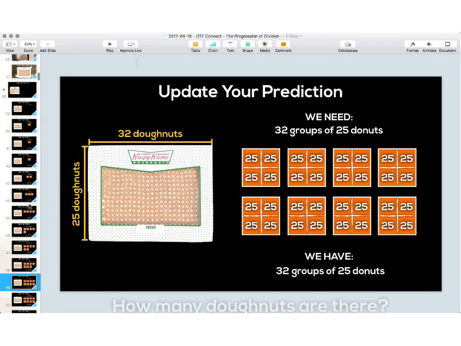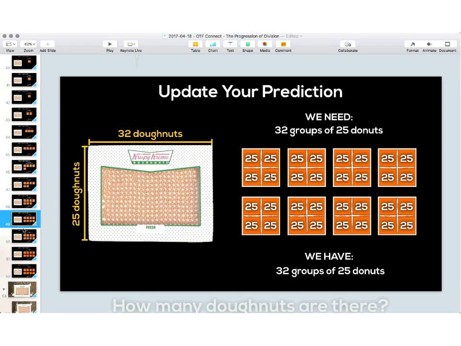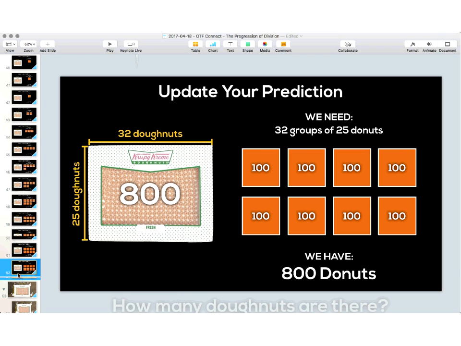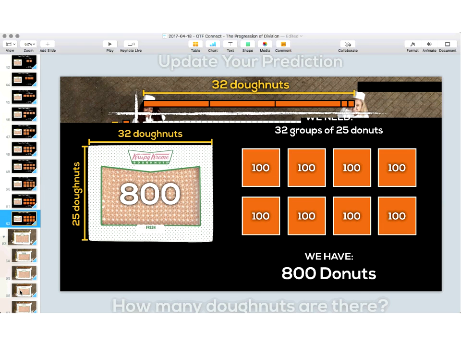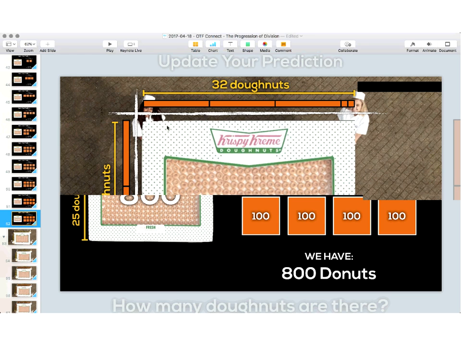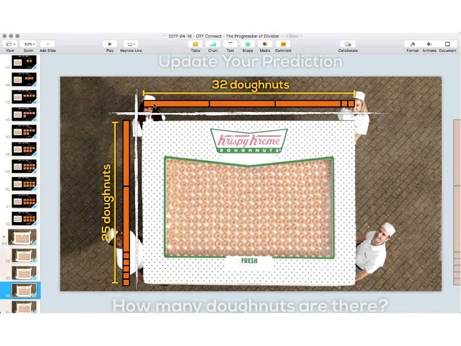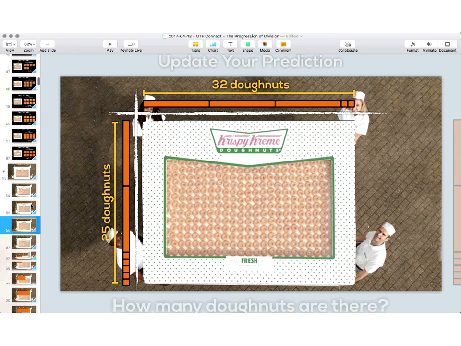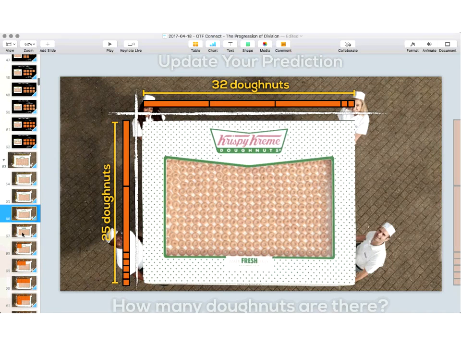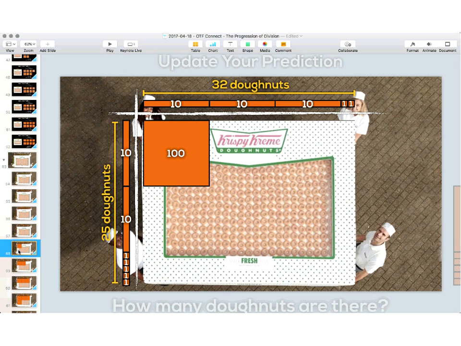So we can start fairly simple, or we can get fairly complex as well by doing some other strategies like using base 10 blocks. So for example, if I use base 10 blocks, what I can see is 32 broken up into 3 10 rods plus 2 units. And our 25 donuts are broken up into 2 10 rods and 5 units. And then we can create an array with our base 10 blocks. So that might start with using our 100 flaps.